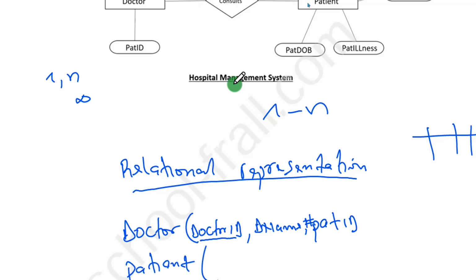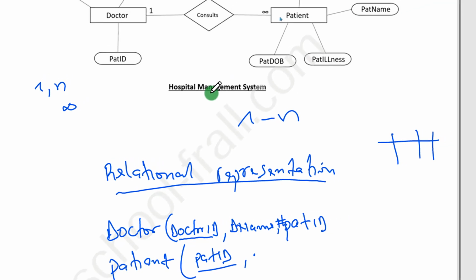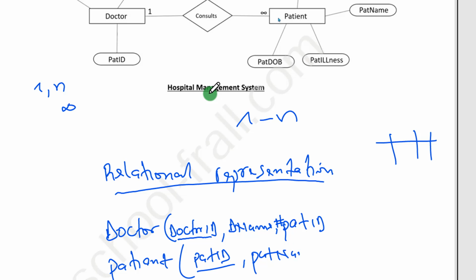The table Patient, you have what? You have Patient ID, so you underline it, comma. You have Patient name, and you underline. You have Patient DOB, the patient date of birth, and you have Patient illness. Okay, the patient illness.